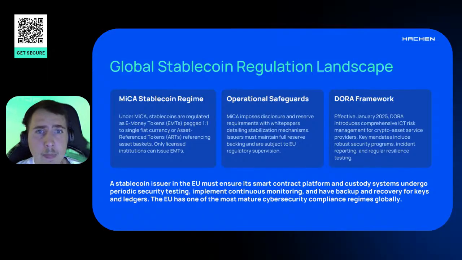So for the global stablecoin regulation landscape, we have the MiCA stablecoin regime. Under MiCA, stablecoins are regulated as e-money tokens, pegged one-to-one to a single fiat currency, or asset-referenced tokens, and only licensed institutions can issue EMTs. We also have operational safeguards. MiCA imposes disclosure and governance requirements with white papers, and issuers must maintain full reserve backing and are subject to EU regulatory supervision.